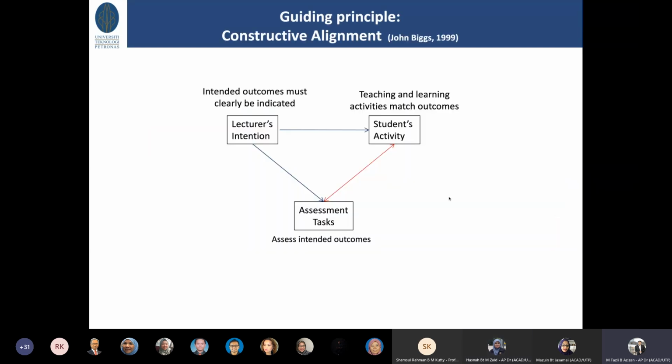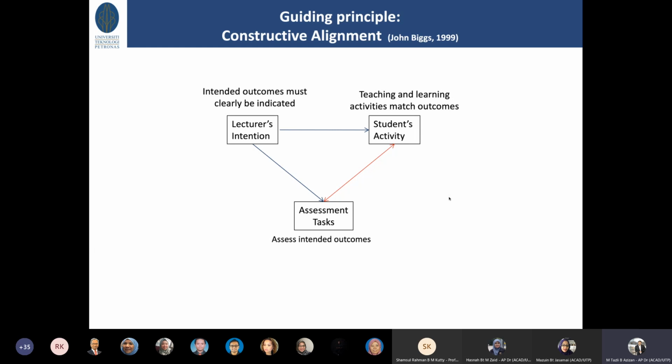The first thing is constructive alignment. I think many of us have been told this again and again, but some people may still have some confusion or just a surface understanding about what constructive alignment is all about. So constructive alignment, first of all, starts with the intended outcomes. We as lecturers have our own intended outcomes, what we want to achieve, what we want the students to be able to do.